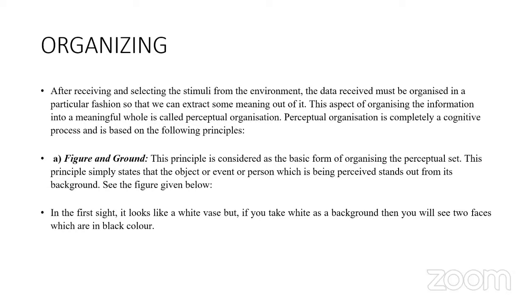The first one is the figure and ground principle. To explain this, I will show you this picture. If you show this picture to somebody and ask them what it is, some people might say it has two black faces in it, two people facing one another. Some others might say it is a picture of a white flower vase. Why is it that different people are interpreting it differently?